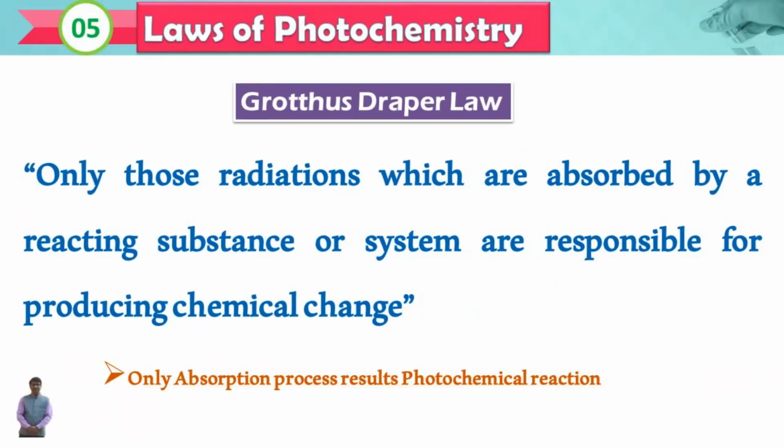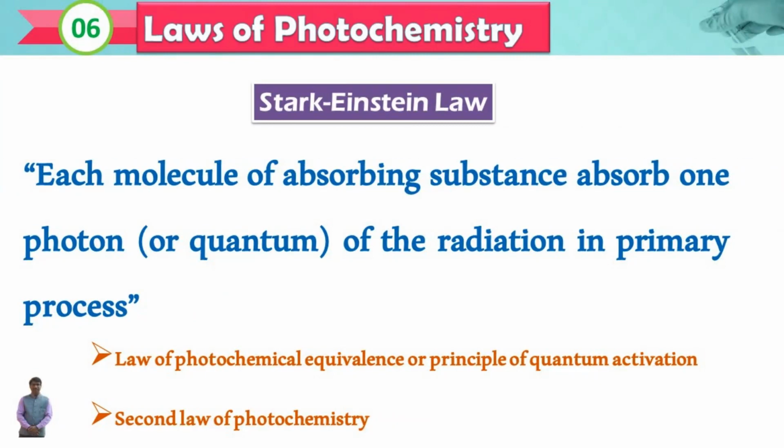Laws of photochemistry. Draper law. Only those radiations which are absorbed by a reacting substance or system are responsible for producing chemical change. Thus, only the absorption process results in a photochemical reaction. The second law is the Stark-Einstein law. Each molecule of absorbing substance absorbs one photon or quantum of the radiation in the primary process. This law is also known as the law of photochemical equivalence or principle of quantum activation.